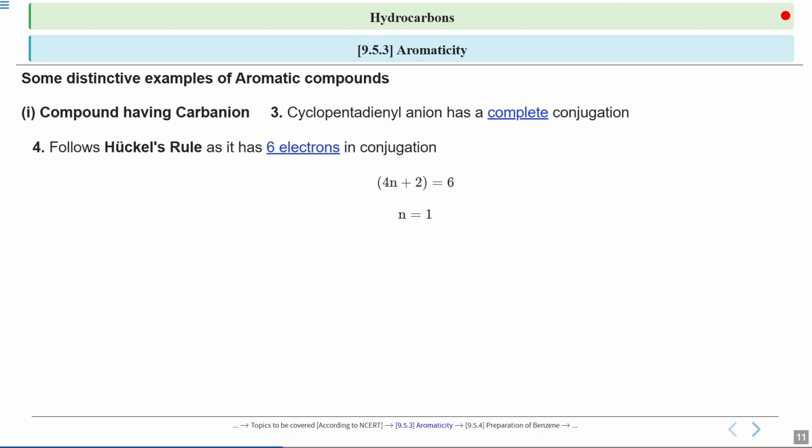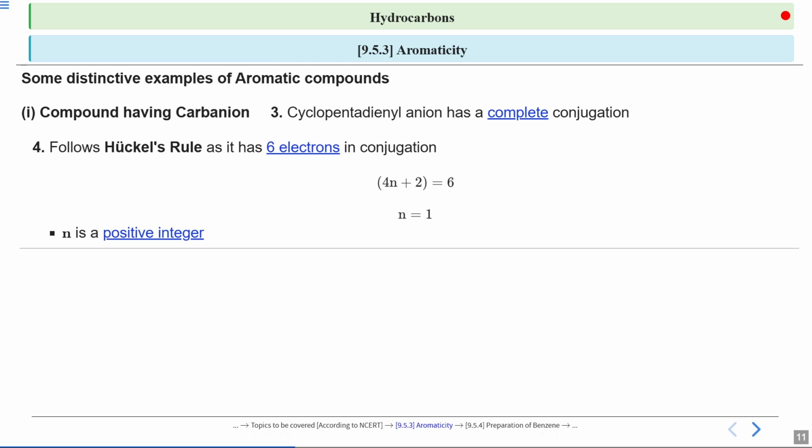Lastly, the fourth rule: it should follow Huckel's rule. If you count the number of pi electrons in your cyclopentadienyl, you can clearly say that it has 6 pi electrons. If you put it in the formula of Huckel's rule, 4n plus 2 equals 6, it gives you a value of 1 for n, which is a positive integer. That means your cyclopentadienyl anion is aromatic because it follows all 4 rules. Got it? To recap, the cyclopentadienyl anion is aromatic because it is planar, cyclic, fully conjugated and follows Huckel's rule.